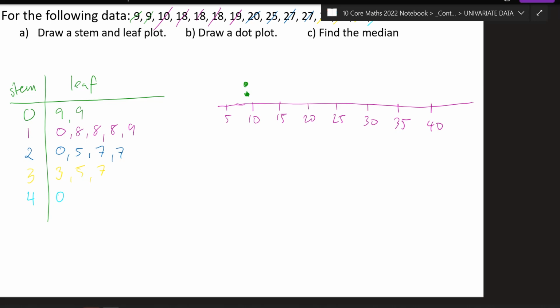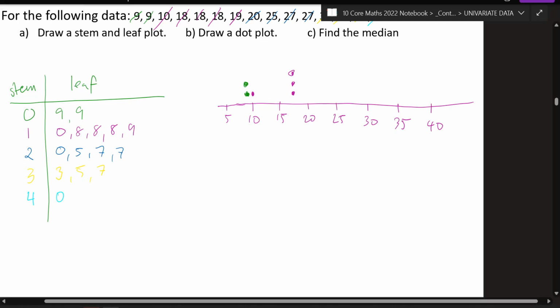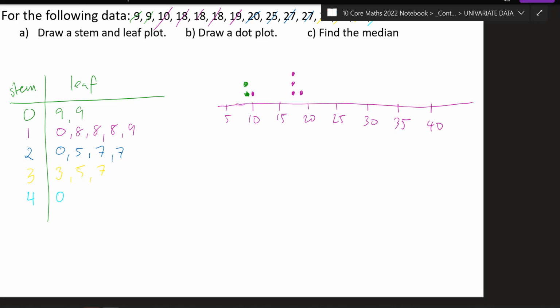Next one you've got, you've got a 10. And then you've got 3 18s. So 18 will be about here. 1, 2, 3. Oops. Oh, isn't it erasing? And then you've got 19. Cool. And then the next one, I'm doing the 20s. So I see a 20. And then there's a 25. And there's 27. So that might be about here.